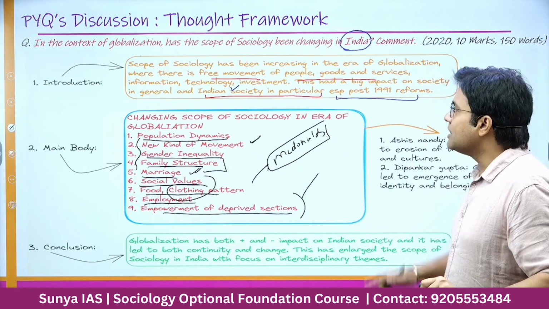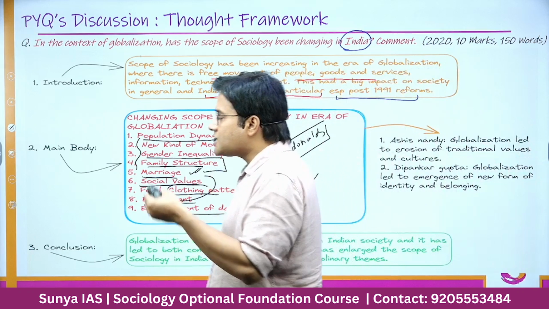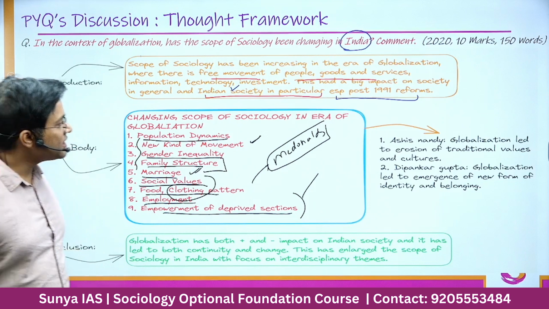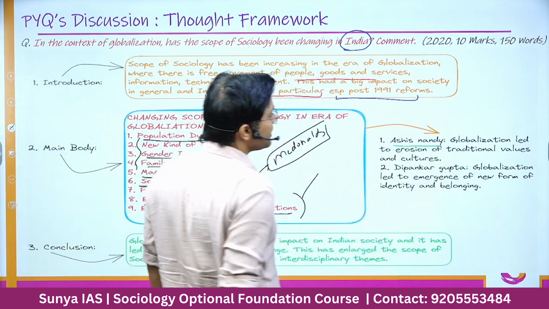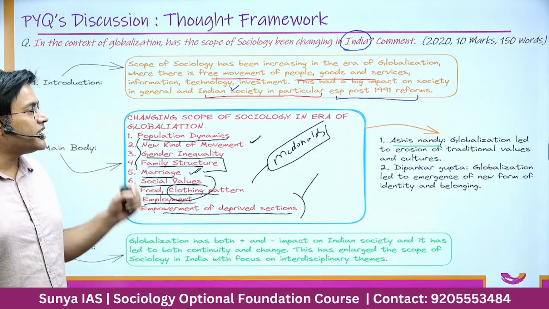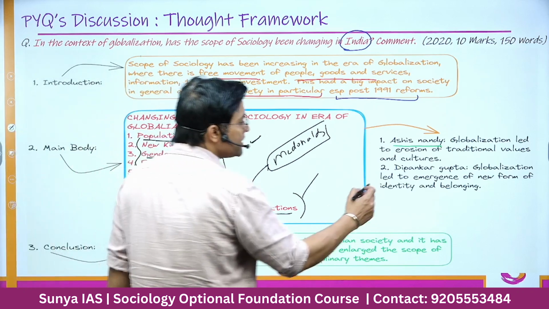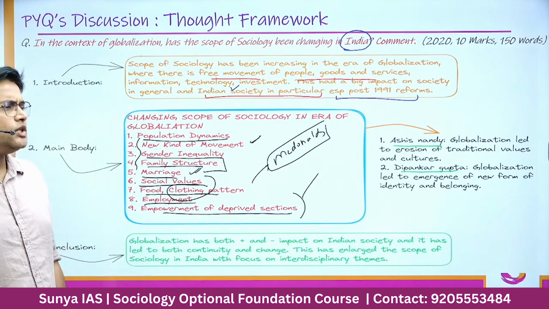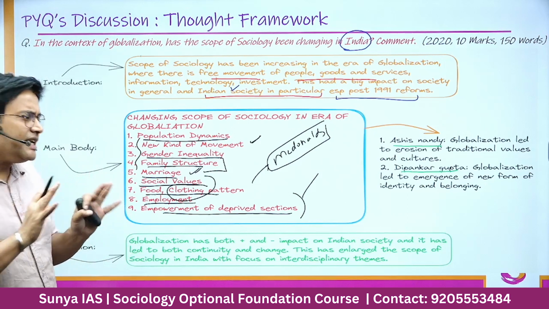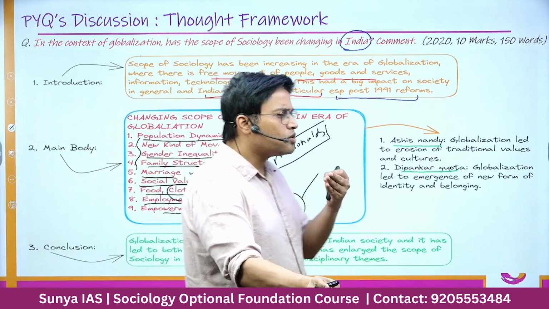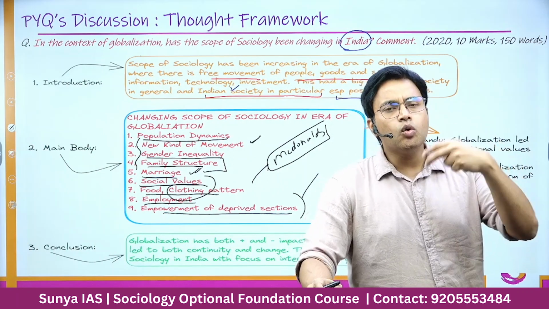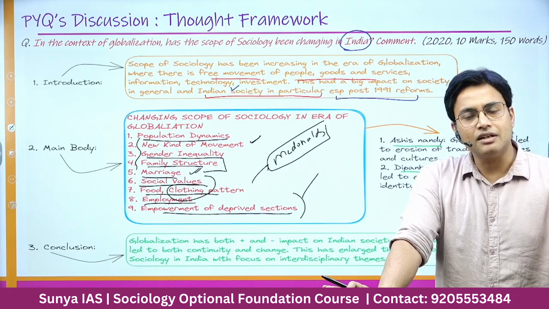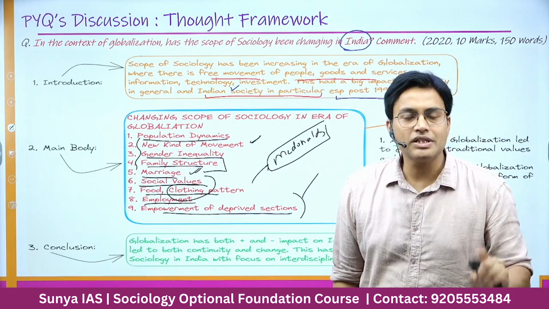Since we are talking in the context of globalization, has the scope of sociology increased or not? So I'm also giving certain thinkers, like Ashish Nandi, a renowned scholar in India. He talked about globalization leading to the erosion of traditional values and culture. You can also quote Dipankar Gupta, who talked about globalization leading to the emergence of new forms of identity and belonging. If you have experience in Delhi, especially in the urban areas, like at Connaught Place, there are people who put on their speakers and start dancing on the streets. That New York street culture has been imported from the USA into India.